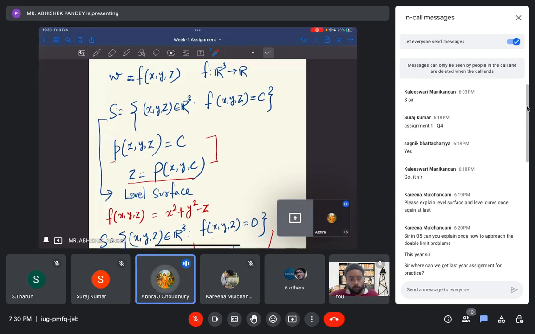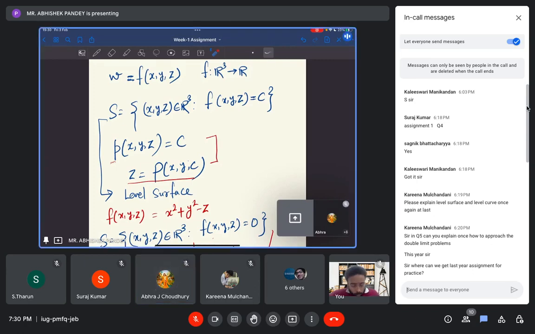Sir, so surfaces of which we can draw the graph in 3D are known as level surfaces. Yeah, a particular kind of thing, like this. Is it clear? Yes, sir. Okay.